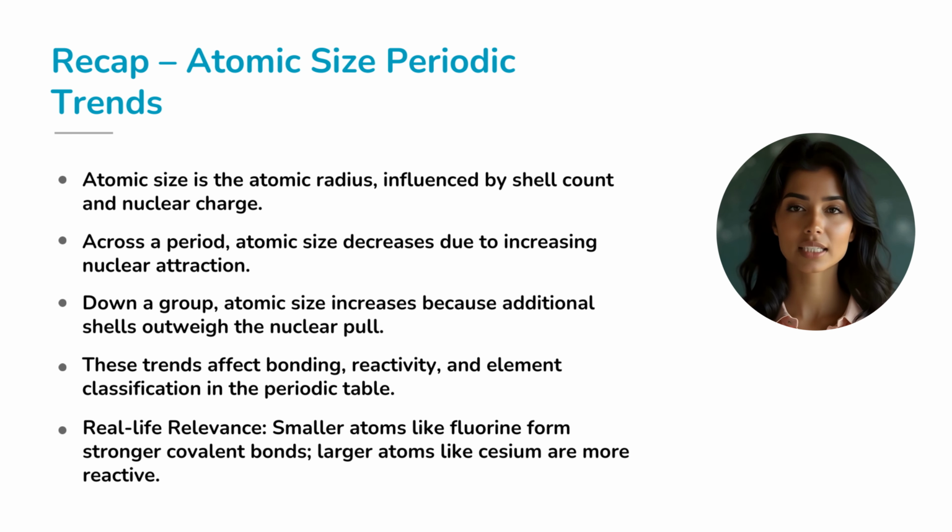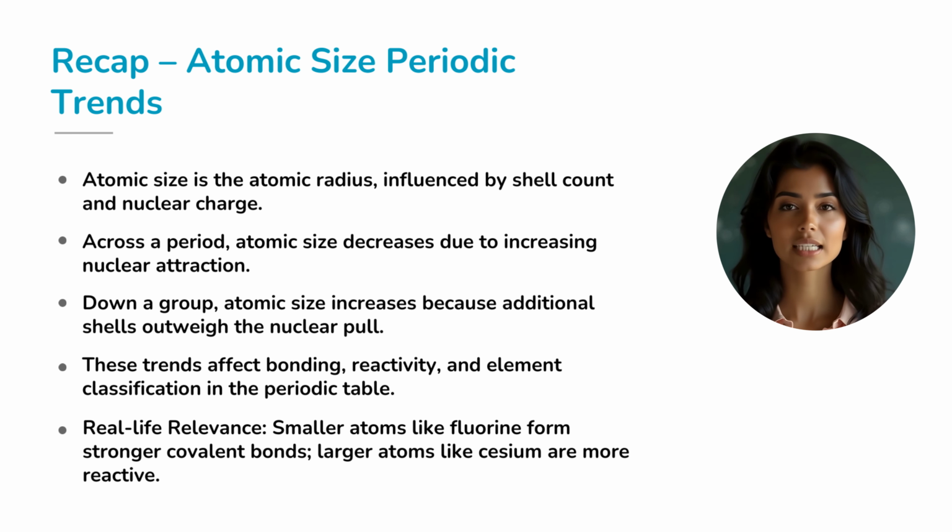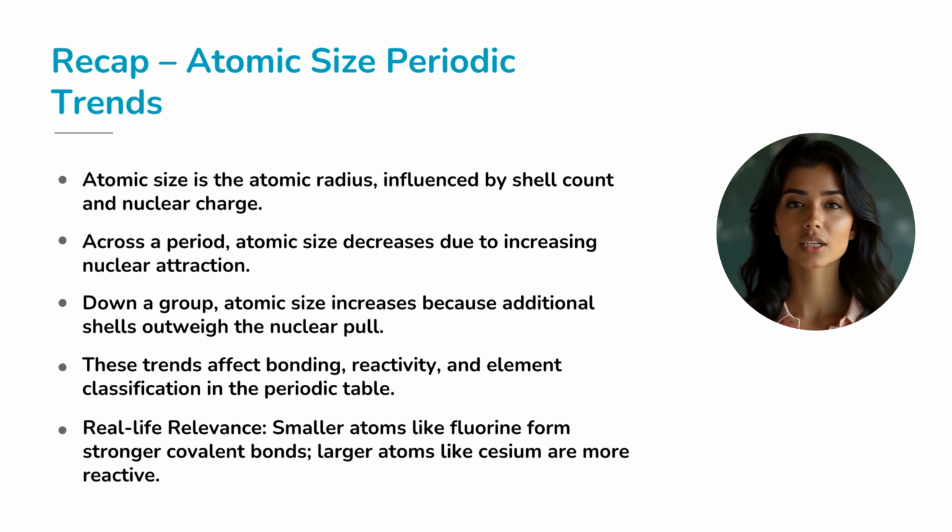And these size variations are not just numbers on a table, they explain why fluorine forms tight, strong bonds, while cesium loses electrons like a hot potato. I hope you now understand how atomic size impacts chemical identity and behavior. In the next class, we'll dive deeper into ionization energy, the energy it takes to snatch away that outermost electron.